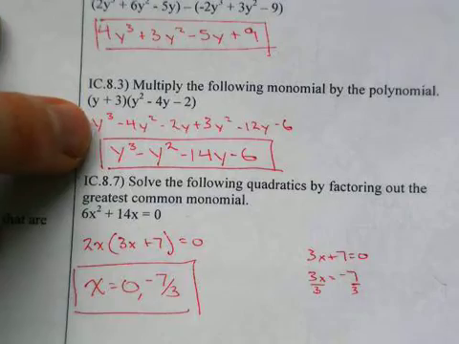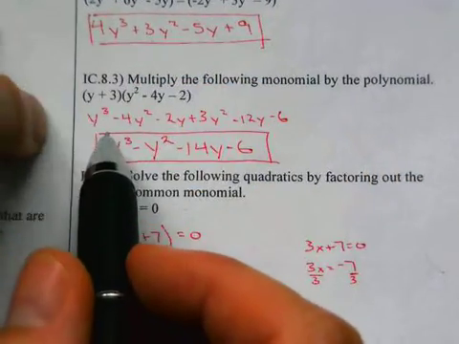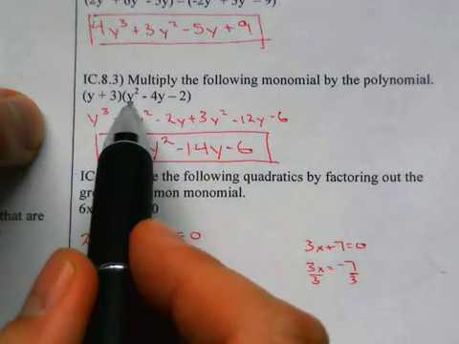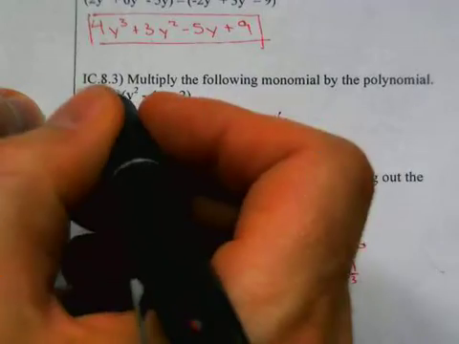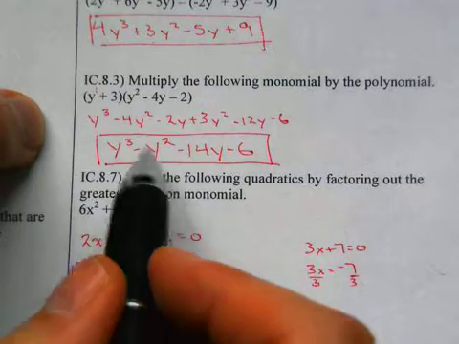8.3, you're doing some multiplication. So you've got this one right here. You've got y times y squared. So now you do have a common base, and you're multiplying. So you add the exponents. 1 plus 2 is 3. Then y times negative 4y is negative 4y squared.